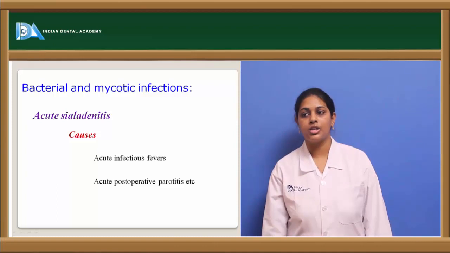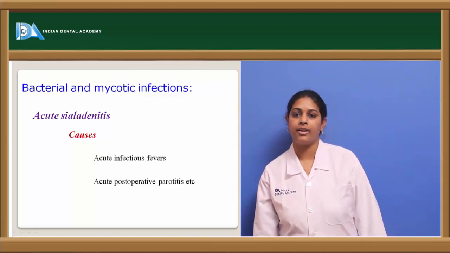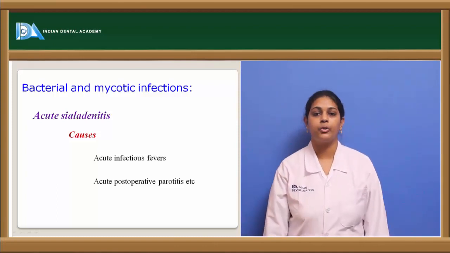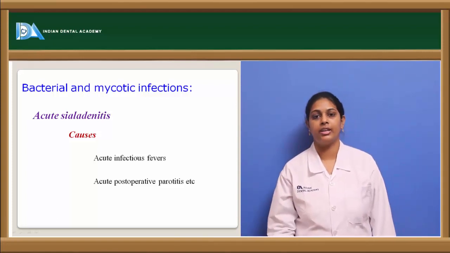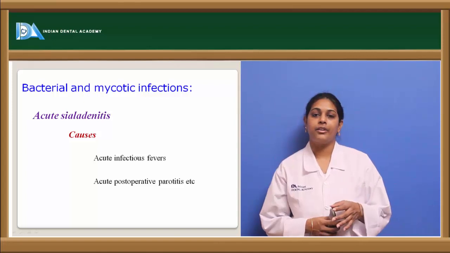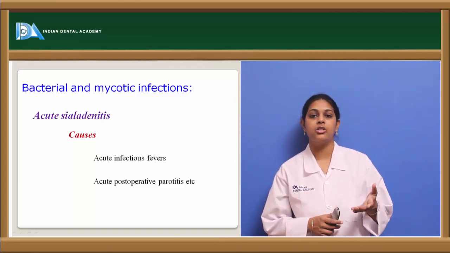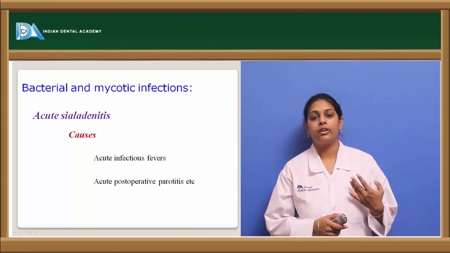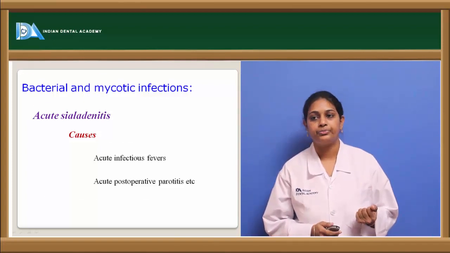Then other than that, we also see sialadenitis in old age people because of compromised saliva production and compromised function of the salivary glands, and even in debilitated patients we see such kind of sialadenitis. That is, when the patient is ill and weak, it might in turn result in sialadenitis.